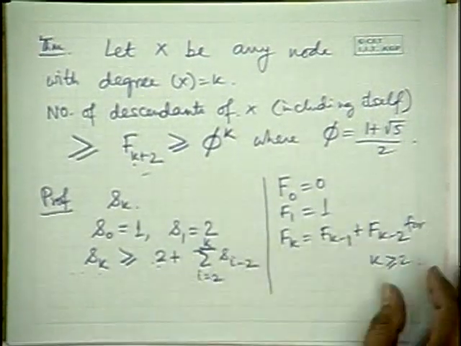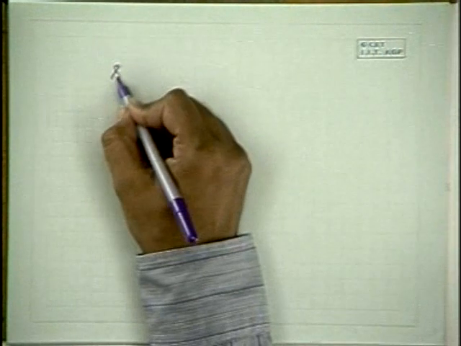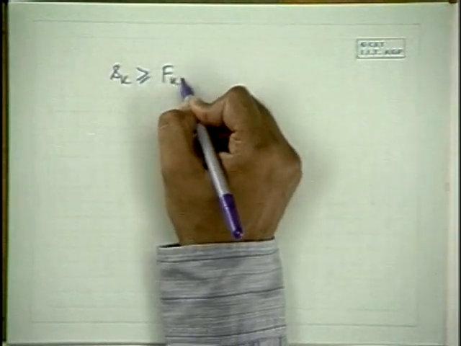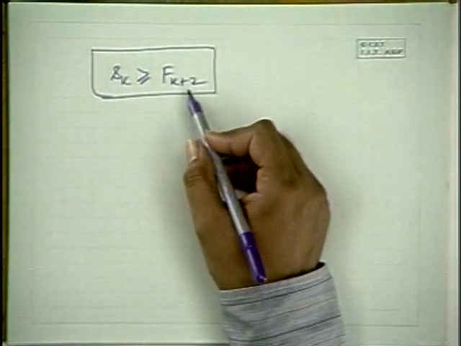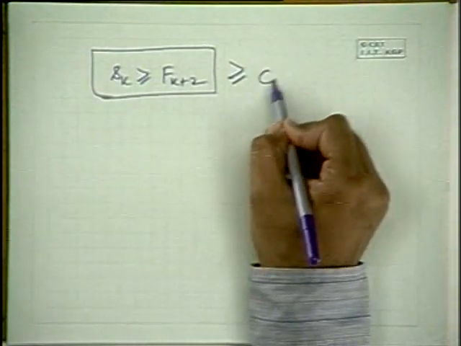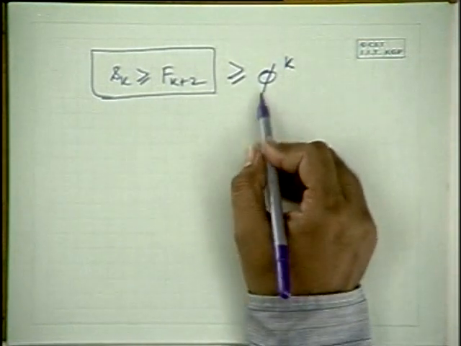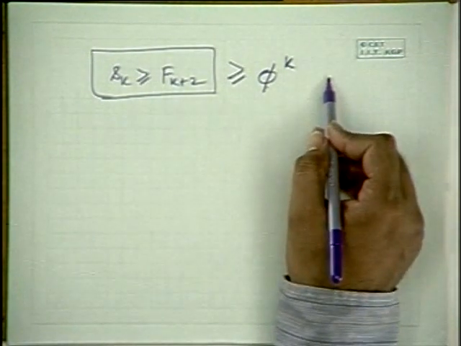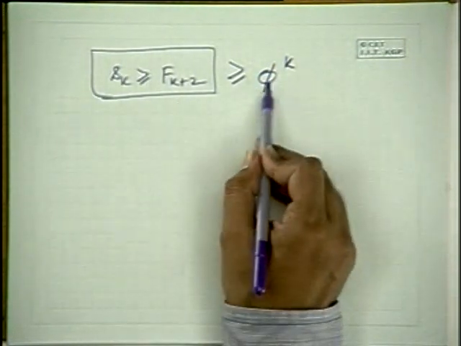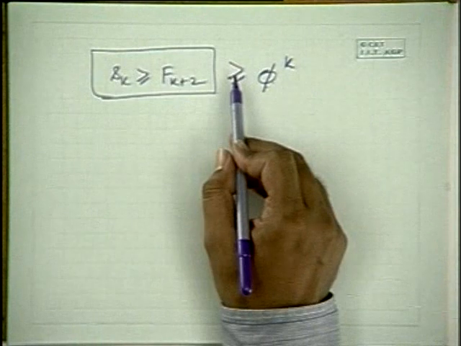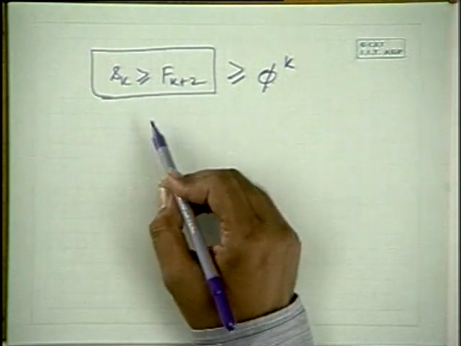So what do we get now? Sk is greater than or equal to F(k+2). This you can prove immediately by induction. And F(k+2) is greater than or equal to phi to the power k, where phi is (1 + root 5) over 2. So what does it mean? It means a node with degree k has at least phi to the power k nodes. So what is its degree? Degree cannot be more than log of phi to the power k, which is k.